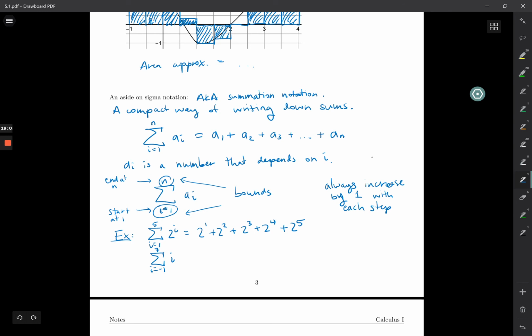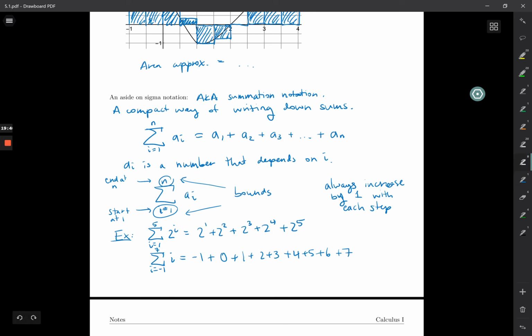Sorry, I'm writing tiny because I want to fit one more example in here as well. So -1 would be our first number, and then we jump up by 1, so that would be 0, and then we add that because our expression is just i by itself. And then we add all of the numbers up until we stop at 7, right? And so you see that this is a much more compact way of writing that sum out.